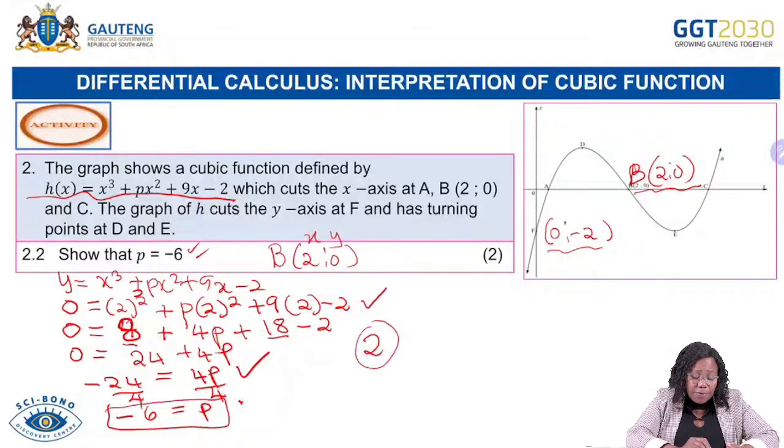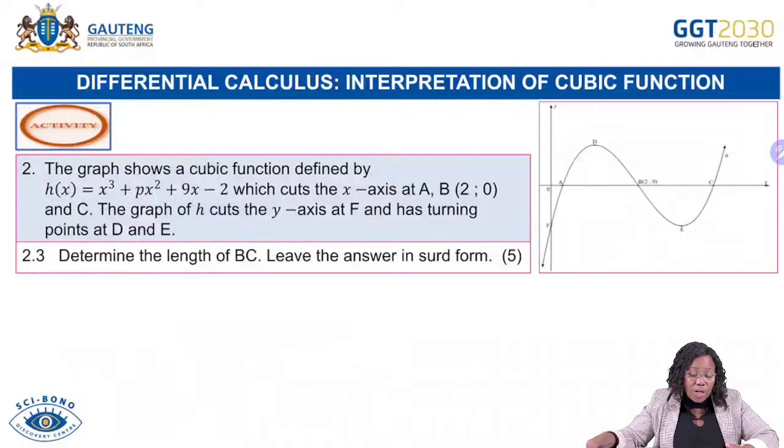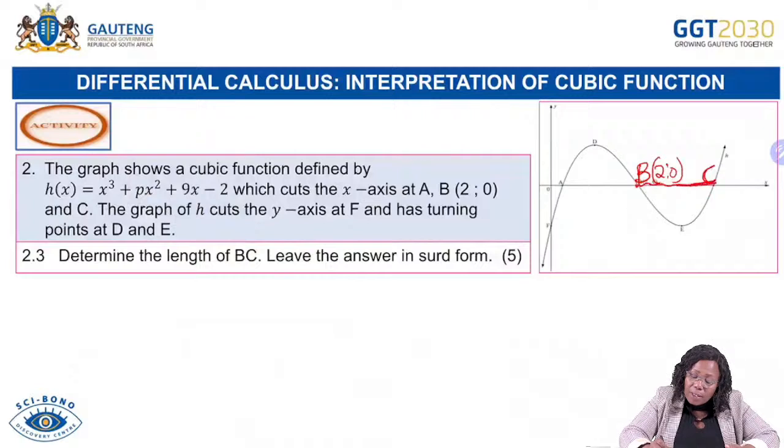Now, since we have proven that p is minus 6, we can bring that 6 into our equation and use it in that particular equation now. All right. And then for the next question, determine the length of BC. We are looking at the point B, which is (2, 0), and the point C, from here to there. We can only do that if we can find the coordinates of C.